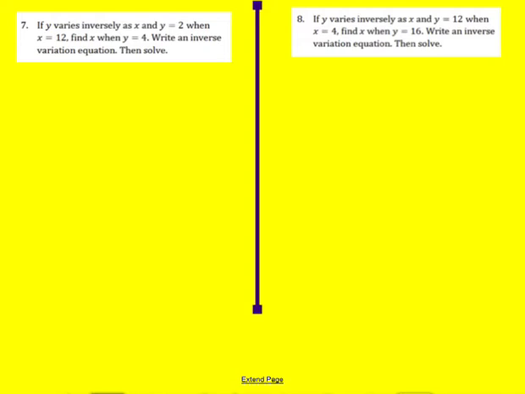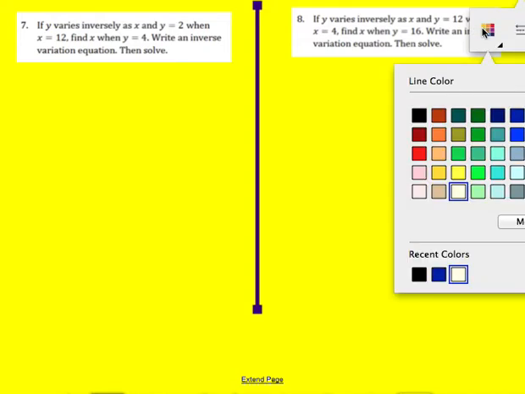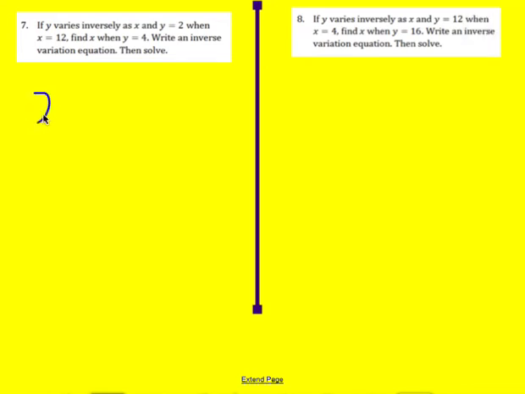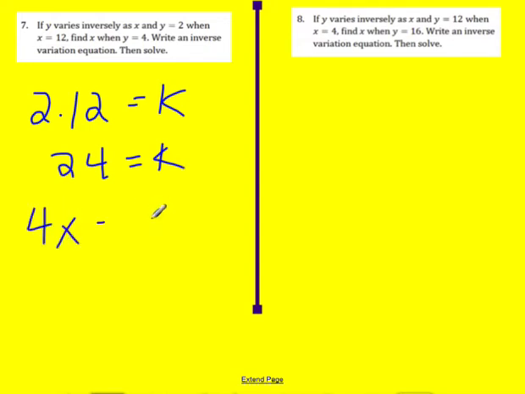For number 7, if y varies inversely as x, when y is equal to 2 and x is equal to 12, we're going to stop there and find our k. So 2 times 12 is equal to k. 2 times 12 is going to give me 24, and that's equal to my k. It says find x when y is equal to 4. So 4 times x, or 4x, is equal to 24.